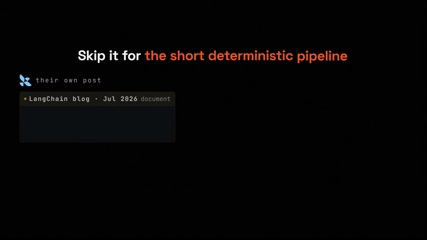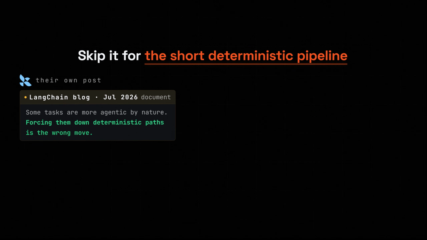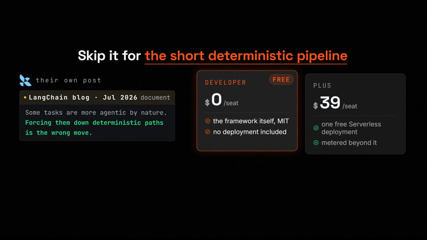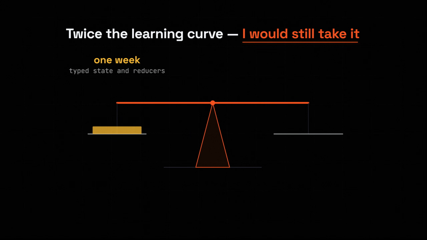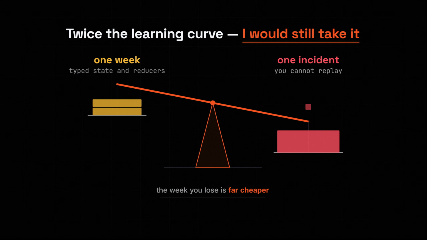Skip it for the short deterministic pipeline. LangChain will tell you that themselves, their own July post says some tasks are more agentic by nature, and forcing them down deterministic paths is the wrong move. The framework is free either way. The bill only starts if you let them host it. I would still take this runtime at twice the learning curve, because the week you lose to type state and reducers is far cheaper than the first production incident you cannot replay.